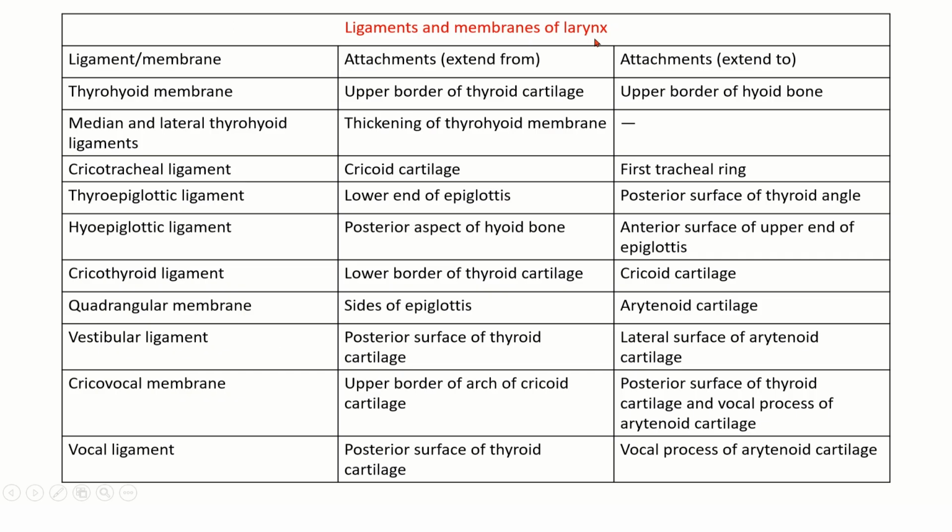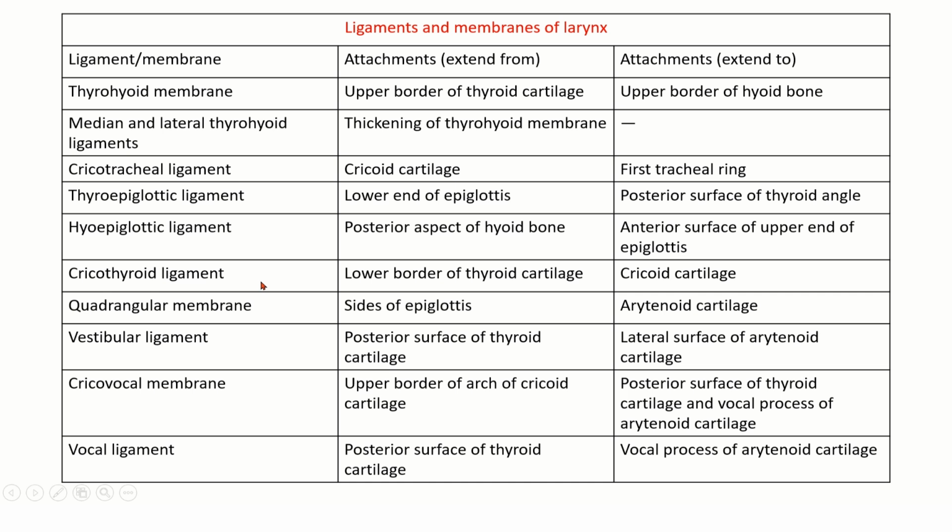So ligaments and membranes of the larynx. The thyroid membrane is attached to the upper border of the thyroid cartilage and the upper border of the hyoid bone. Median and lateral thyroid ligaments are thickenings of the thyroid membrane. Cricotracheal ligament is attached to the cricoid cartilage and first tracheal ring. Thyroepiglottic ligament: lower end of epiglottis and posterior surface of the thyroid angle. Hyoepiglottic ligament: posterior aspect of the hyoid bone and anterior surface of the upper end of the epiglottis.